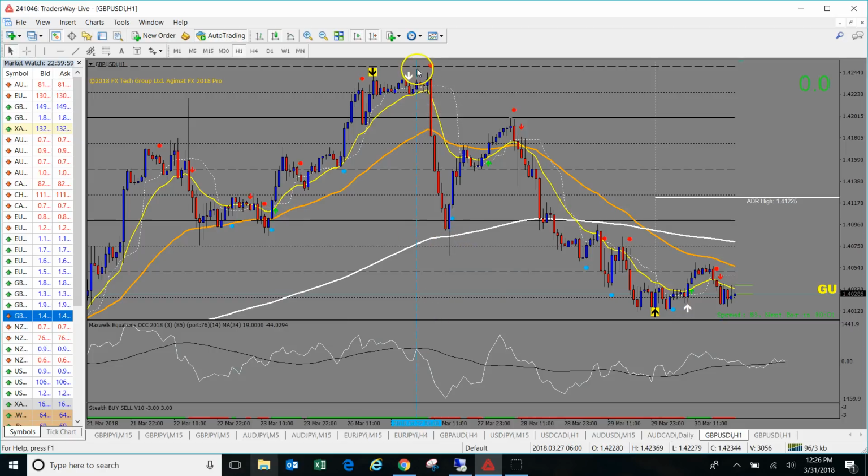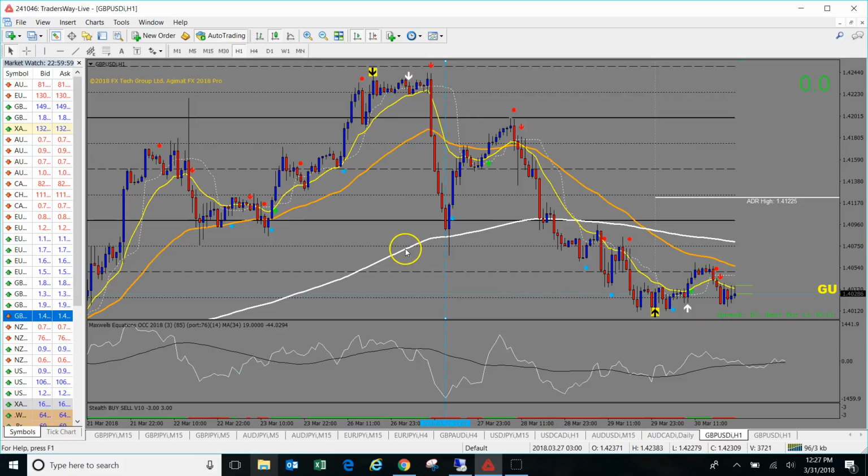Like I said, you can also use the Maxwell equation to help you exit. If you entered this sale, you would know, uh-oh, price is about to turn, and you would exit right here. So the Maxwell is good if you know how to read it correctly, and I've been saying that since day one.